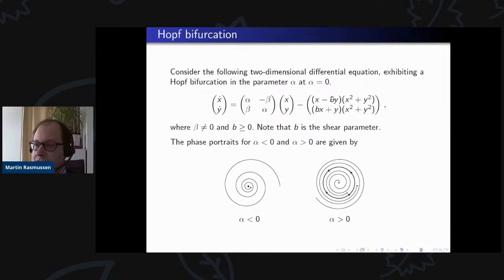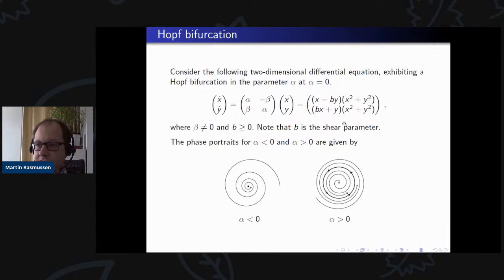And there is a shear parameter b here. Shear basically describes how the speed of rotation depends on the radius, and if the shear is high, the speed is much different at different radii. That's not so important here in this deterministic context, but we will see that shear is a very important quantity for bifurcations in the random context.